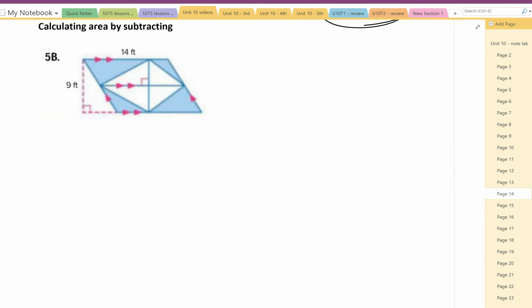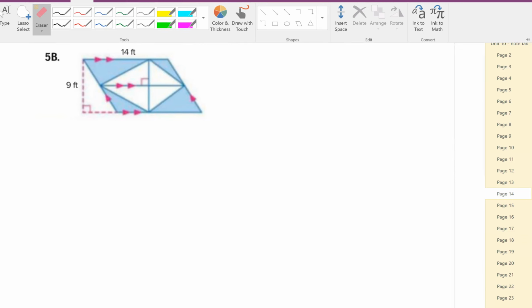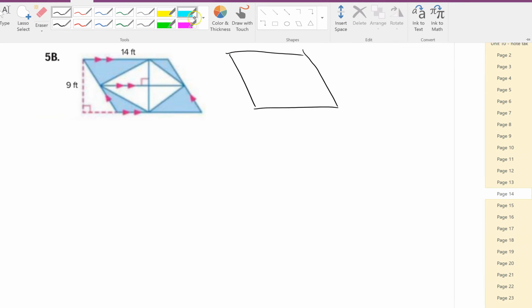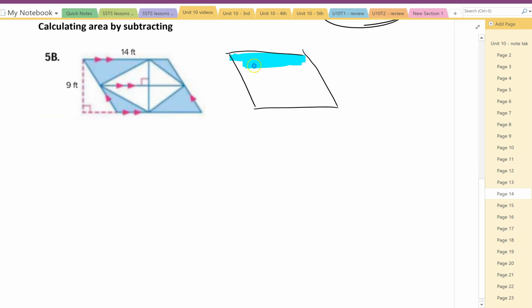For this next one, we're going to calculate the area by subtracting. In other words, we're going to see what's left over after we punch a hole in some shape. So let me draw this again to kind of try and show you what we're doing here, in case that doesn't make sense. So I have this parallelogram, and it starts out looking like this. So the first thing I'm going to do here is calculate the area of this parallelogram as though there weren't a hole punched in it. And so the information I have over here is that the height is 9 feet and the base is 14 feet.